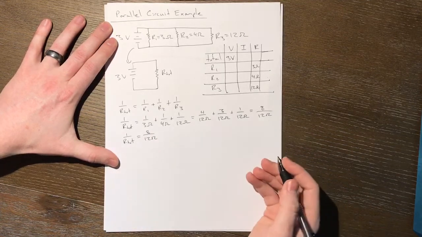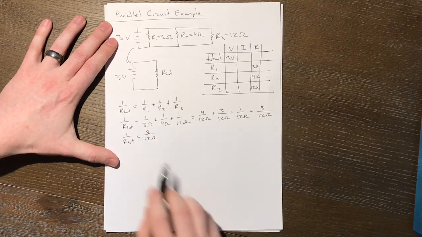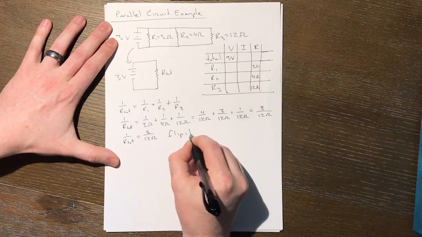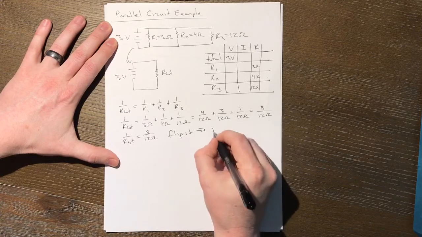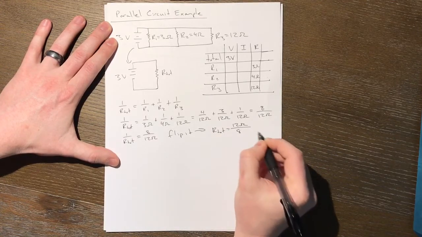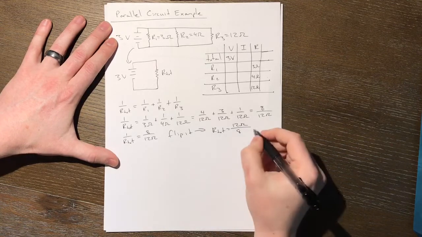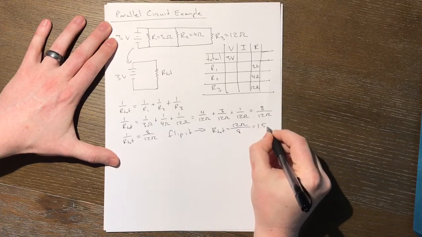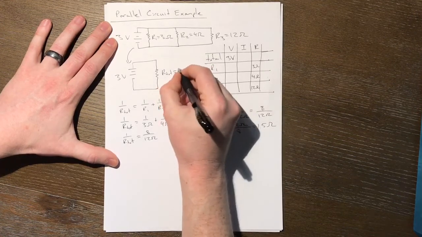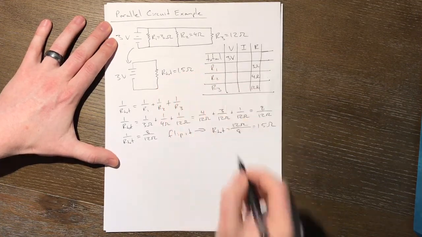Are we done? No, we are not done. We need to flip it. We need to get R total equals. We flip it and we get R total equals 12 ohms over 8, or 1.5 ohms. R total is 1.5 ohms.